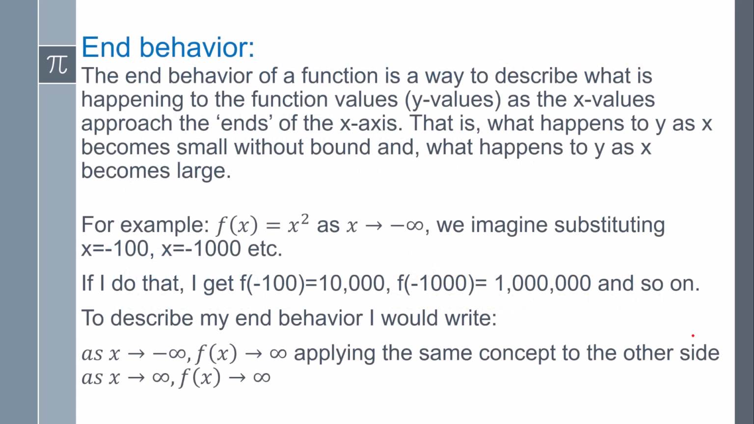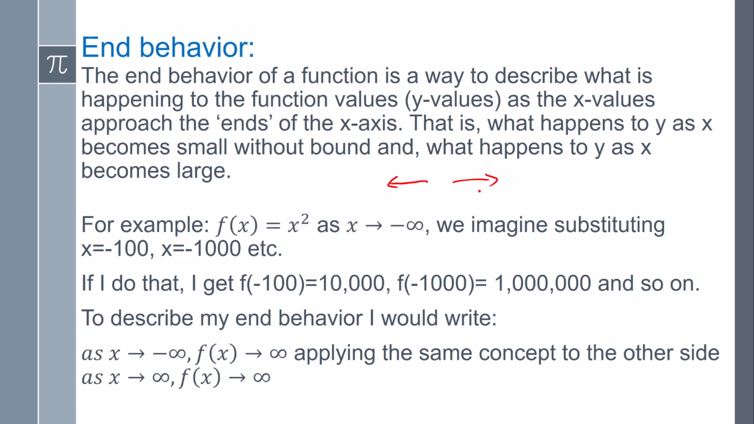Now, the end behavior of a function is a way to describe what is happening to the function as the x values approach the ends of the graph. Basically, we're saying as x goes to negative infinity and positive infinity. Like, what is my graph doing? Is it going up forever? Is it going down forever?